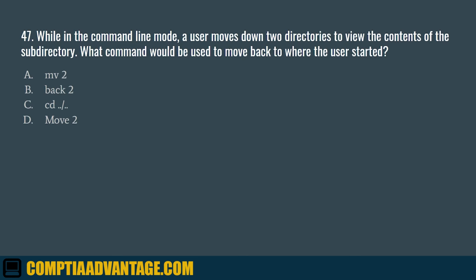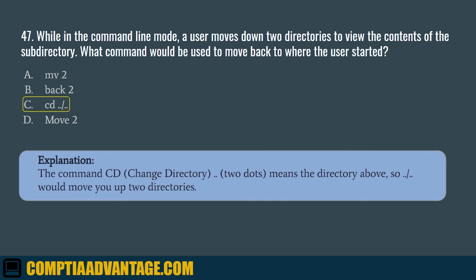Question 47. While in the command line mode, a user moves down 2 directories to view the contents of the subdirectory. What command would be used to move back to where the user started? A. MV2, B. Back to, C. CD .., D. Move to. The correct answer is C. CD .. The command CD, change directory, with 2 dots means the directory above, so it would move you up a directory.